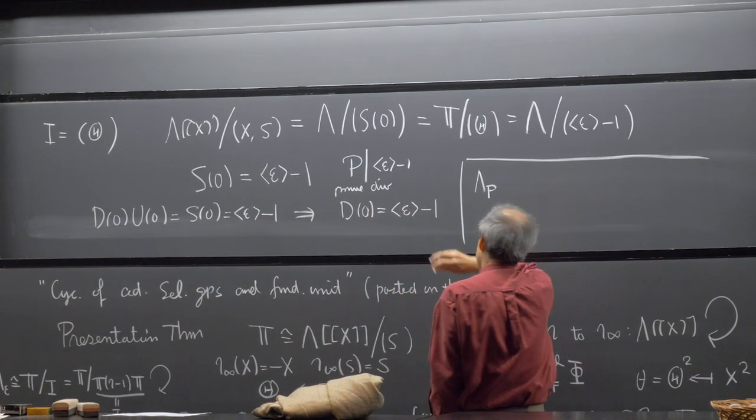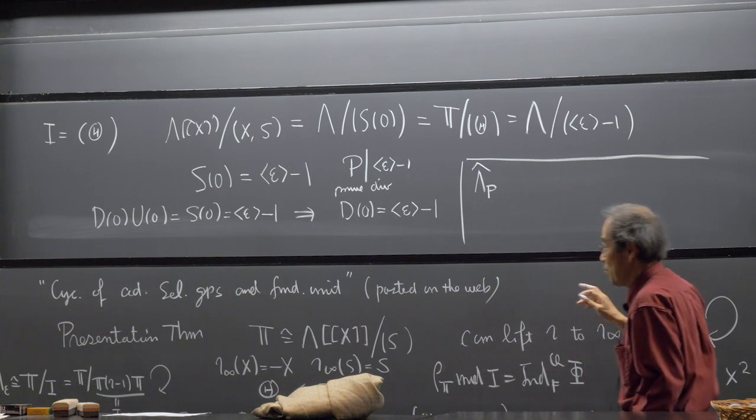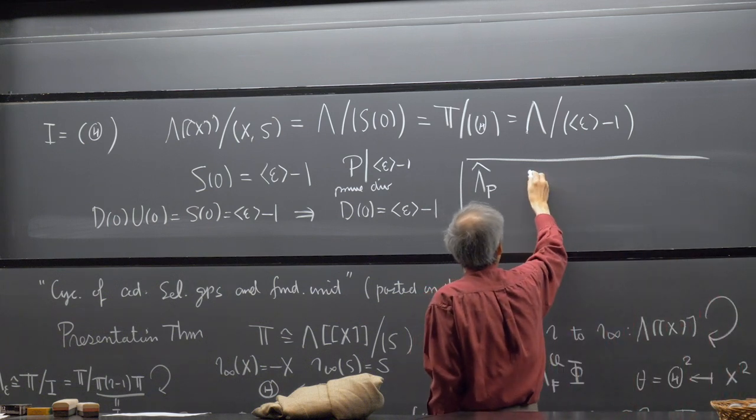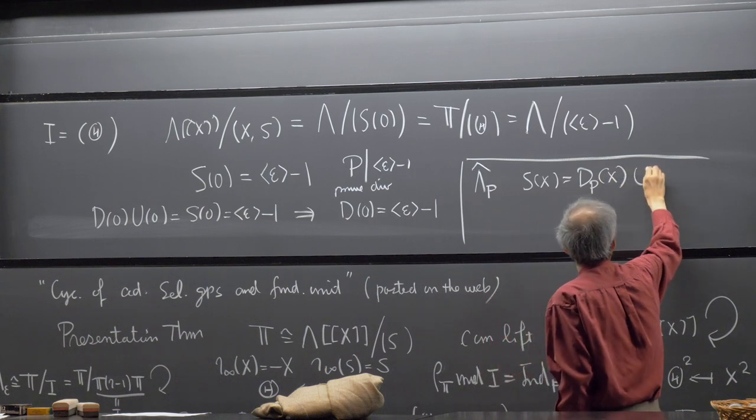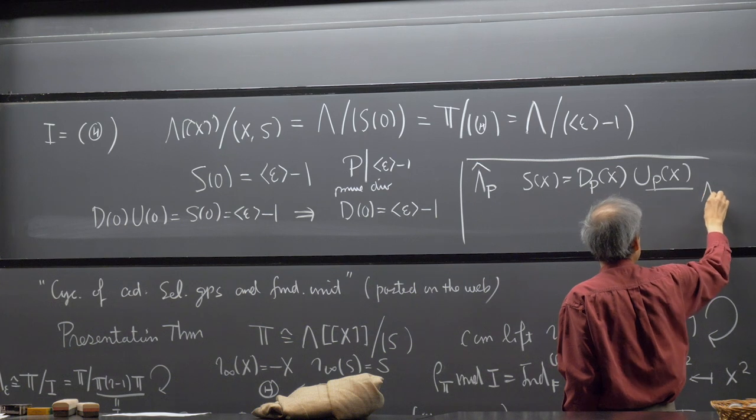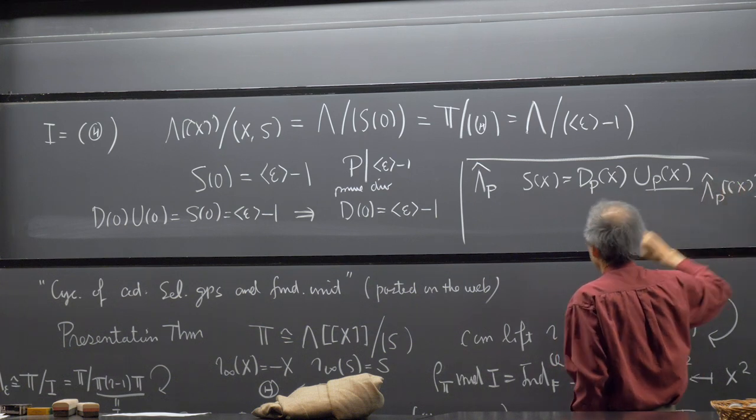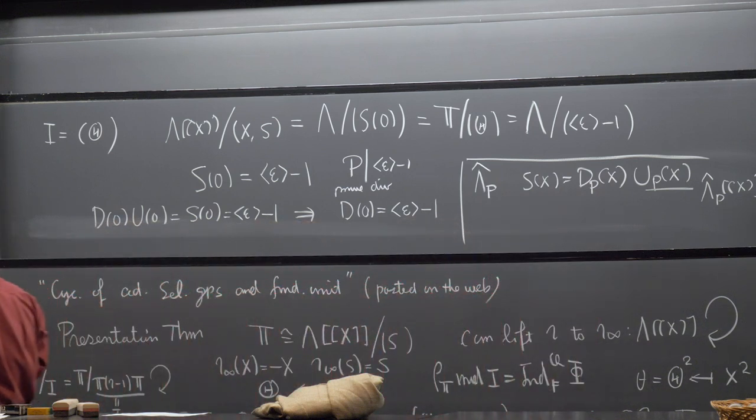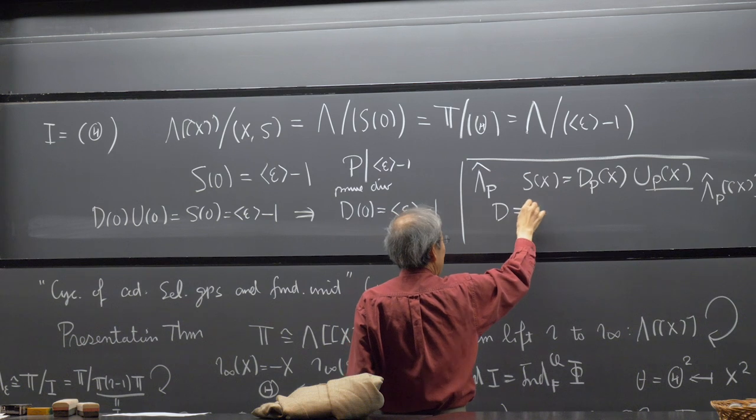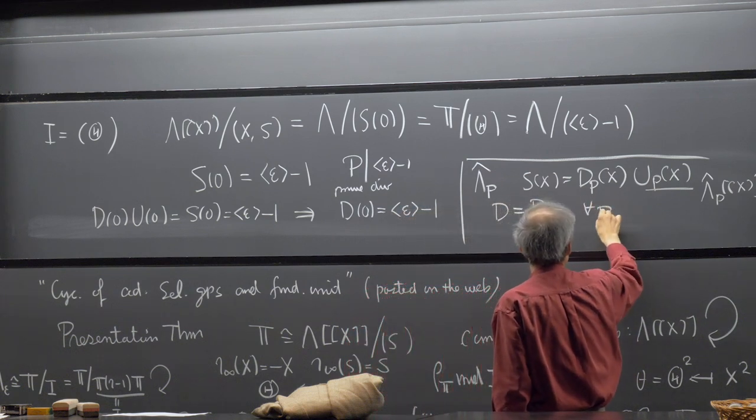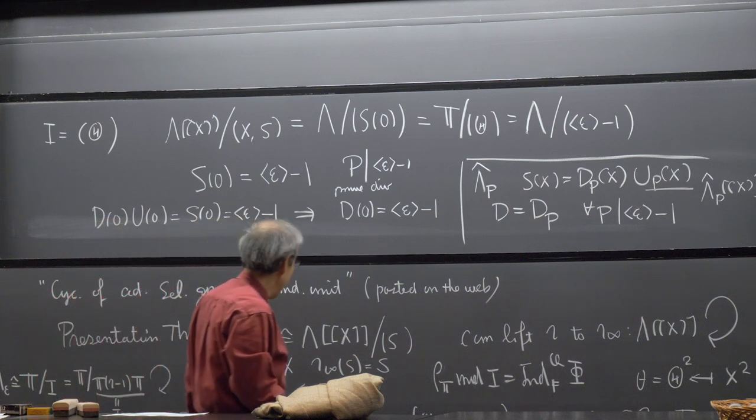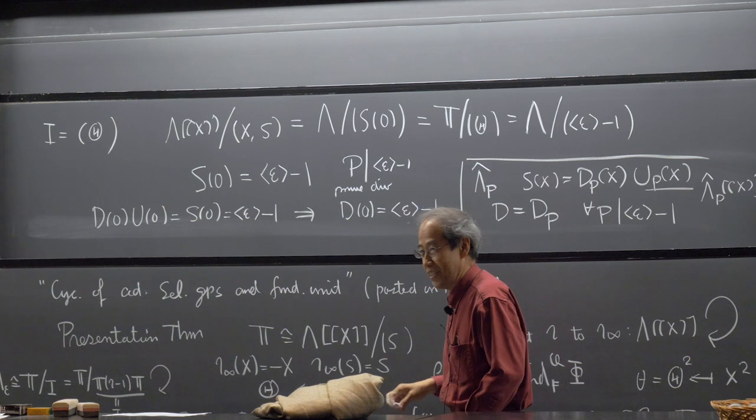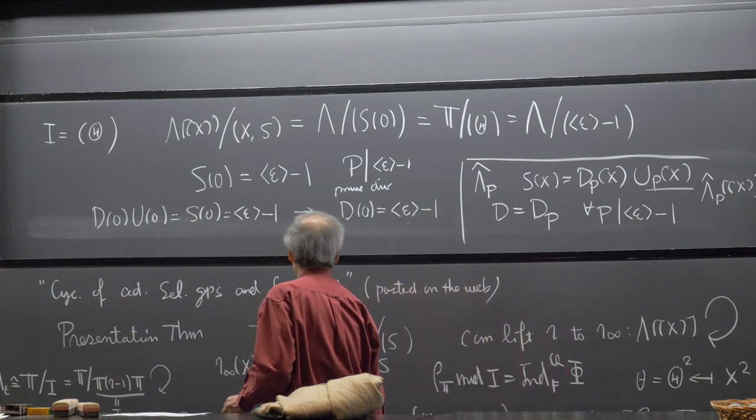Then I make a localization and a completion and do the Weierstrass preparation theorem again. Under these circumstances, I get a decomposition of S(x) into D_P(x) and U_P(x). Now, this guy is a unit in lambda P hat double bracket x. But as you know, this is a monic distinguished polynomial. It's unique, however you make the Weierstrass preparation theorem, so D is equal to D_P for any capital P dividing epsilon minus 1. So it's a nice Eisenstein polynomial because epsilon minus 1 is square free. Okay? So I get the following theorem.